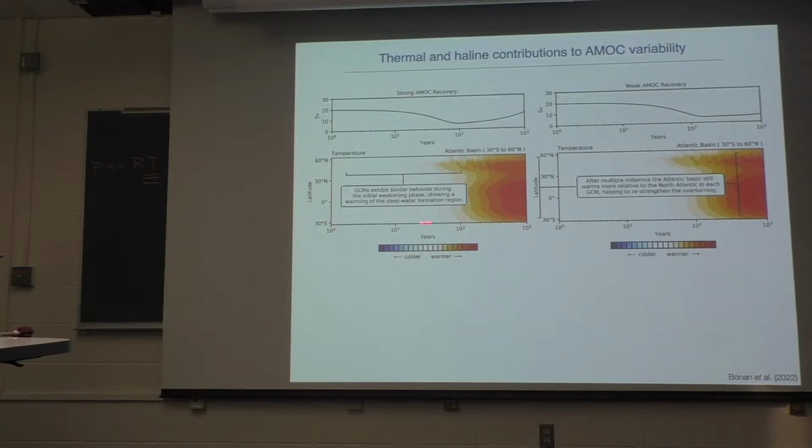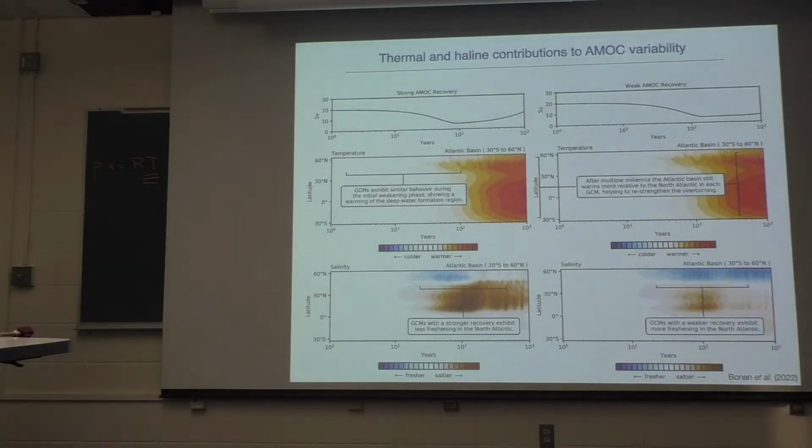So time here is on the x-axis, again on a logarithmic scale. Y here is latitude, and this is showing the temperature increase in the upper 2,000 meters in the Atlantic basin. You can see warming comes in the high latitude North Atlantic first, and then you get strong warming at the low latitudes. But what's important is that the warming looks really similar between the strong and the weak recovery runs. Okay, there's not too much difference between these two.